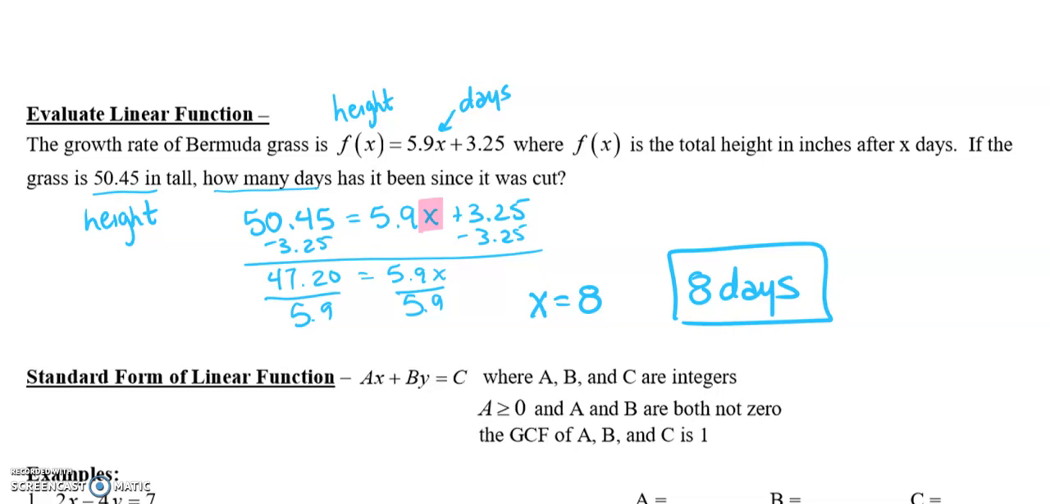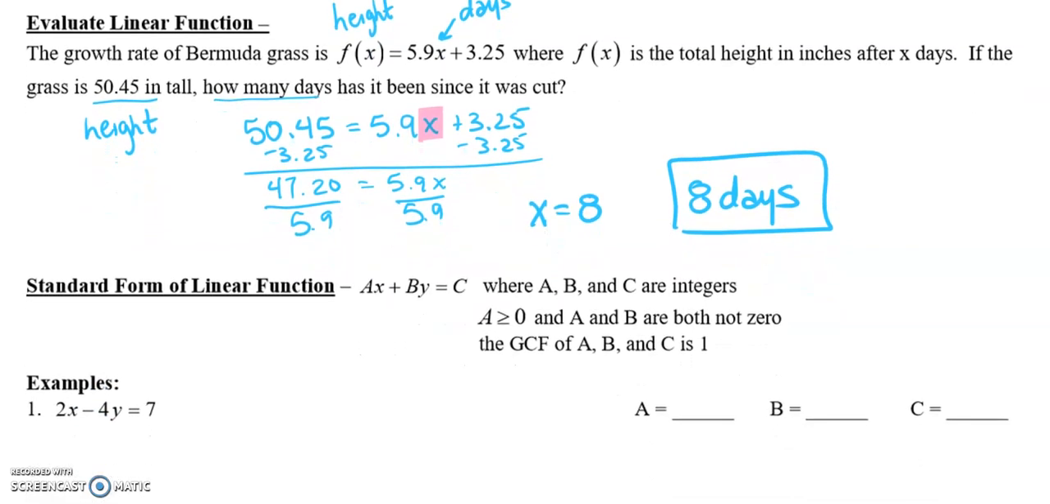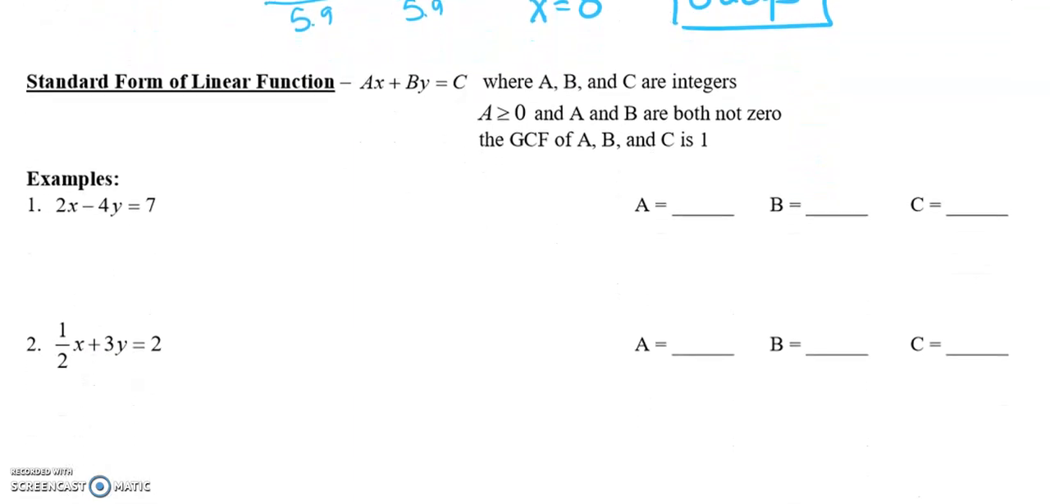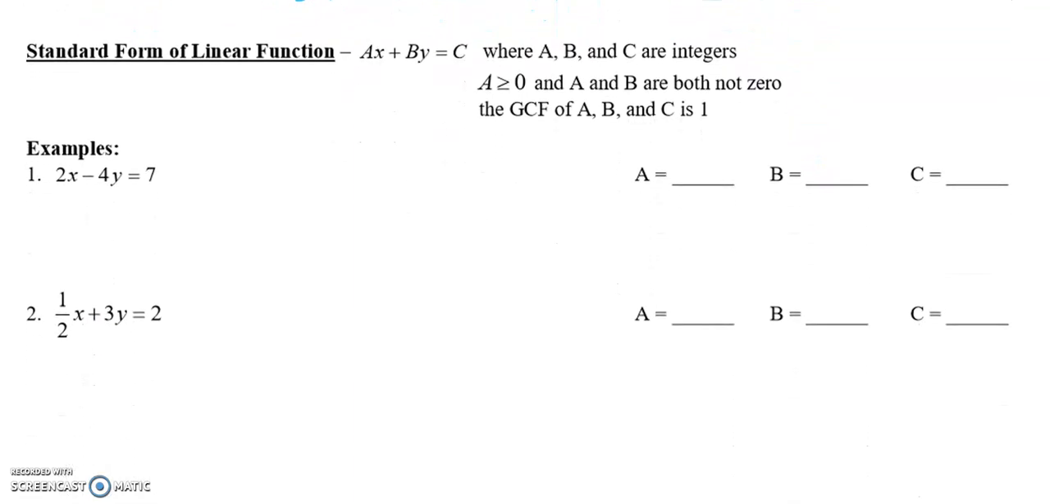All right, standard form of a linear equation. So we have a few different ways that we can write linear equations. One of them is standard form. Standard form looks like ax plus by equals c. Seems easy enough. However, there's a lot of rules about standard form. A, b, and c have to be integers. So that means no fractions allowed.